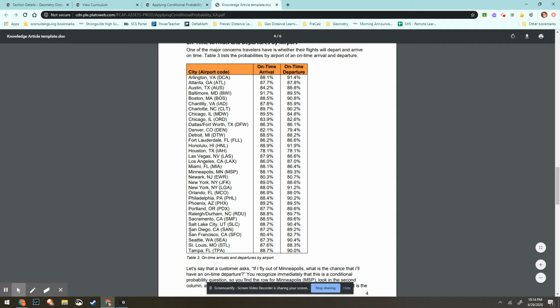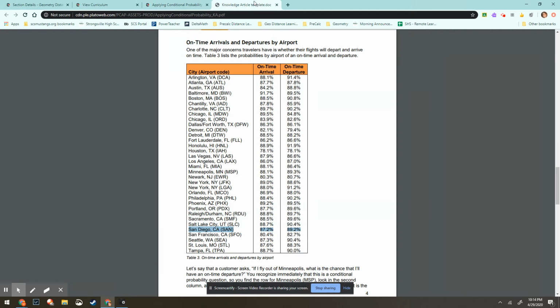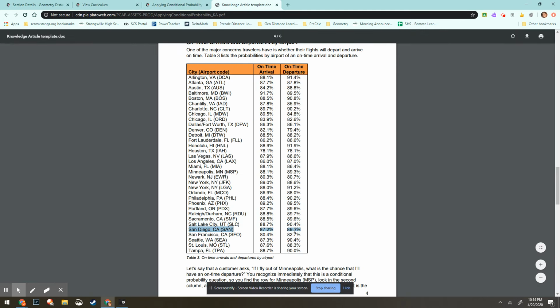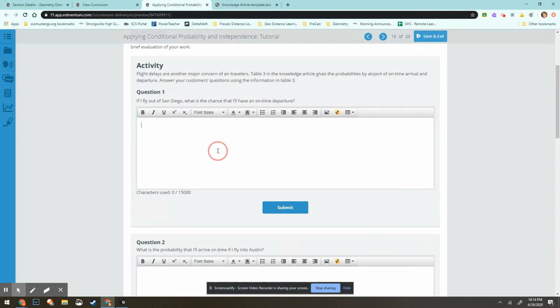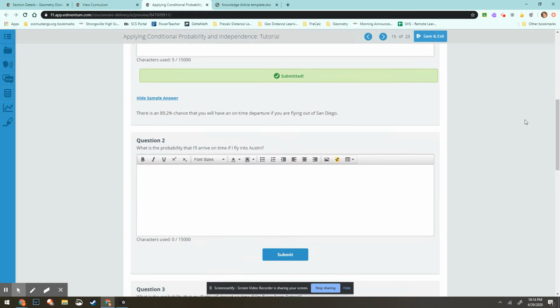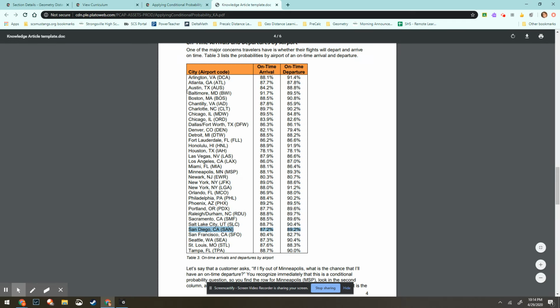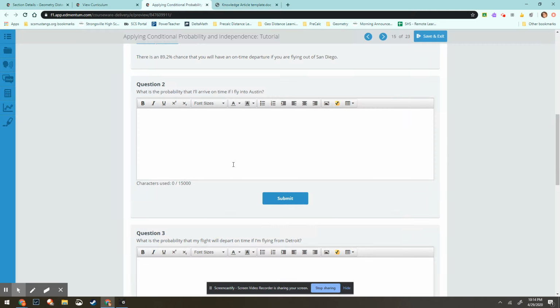Oh, alphabetical order, great. Now there's 2 columns of data. We want to have an on-time departure. So I'm going to come to the departure column, which is 89.2%. Which is correct. And then what's the probability that I'll arrive on time if I fly into Austin? So now I'm looking at Austin, and I want to arrive on time, which will be 84.2.